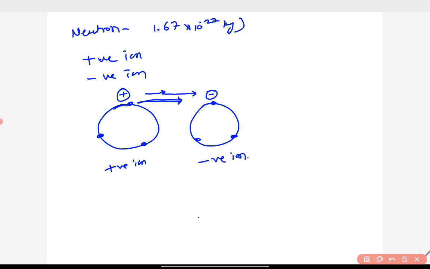Due to this reaction our current will flow, or the electrons will flow, and that is known as electric current. So the movement of electrons is the formation of current.